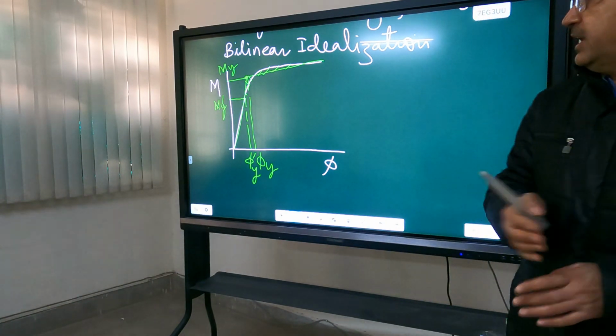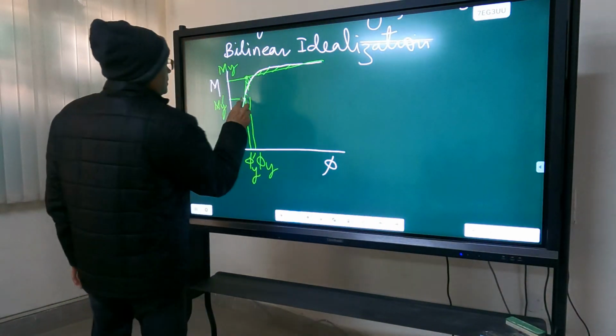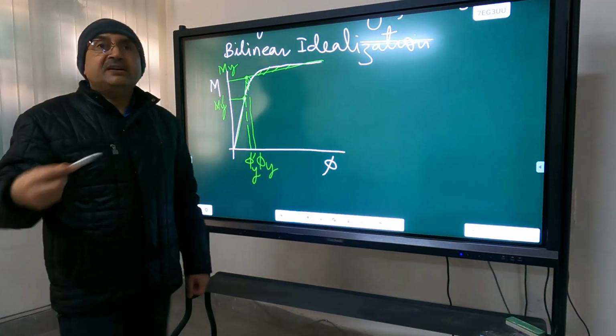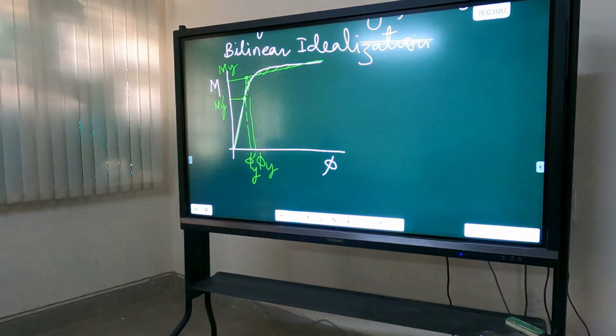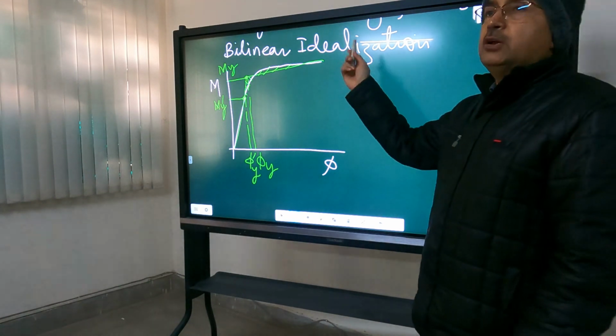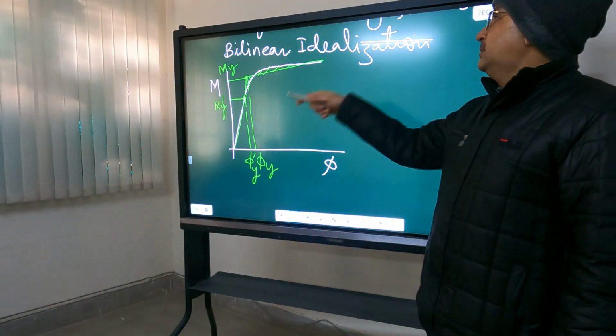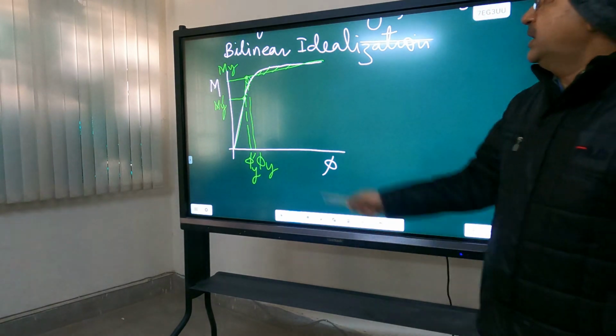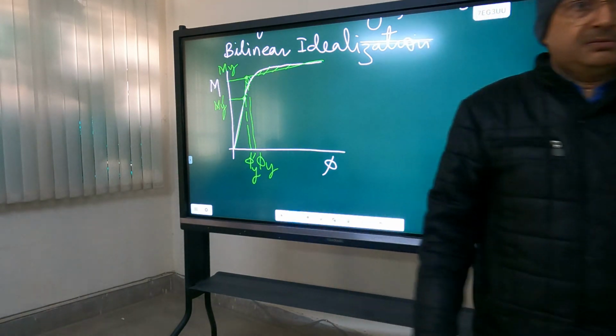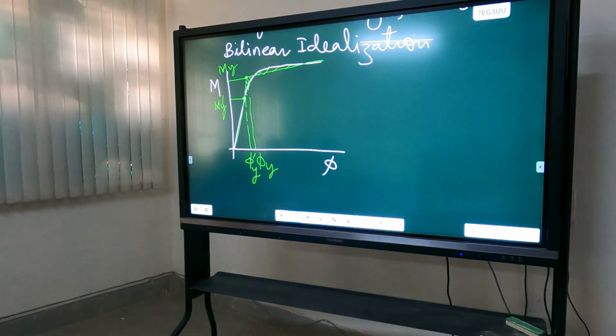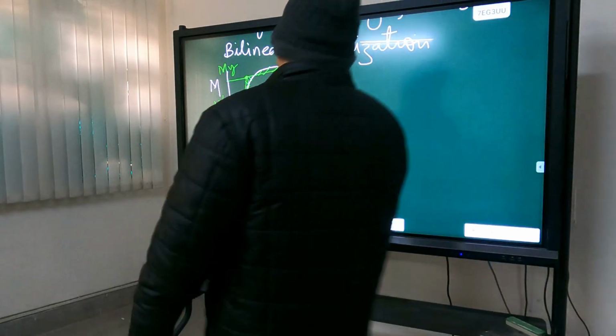In that case, the first line will be drawn as a secant line passing through the first yield point, M_y dash, phi_y dash. So I will draw an inclined line using M_y dash, phi_y dash. Then, using equal area under the two curves, I have to draw the equivalent bilinear curve, and where these two lines meet, that point we call the yield point.